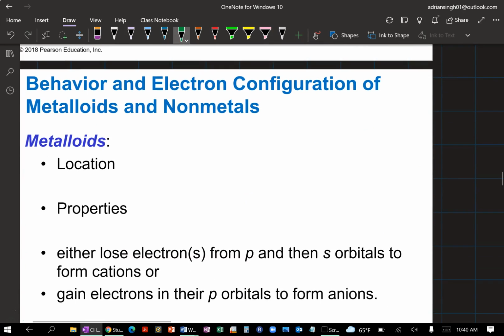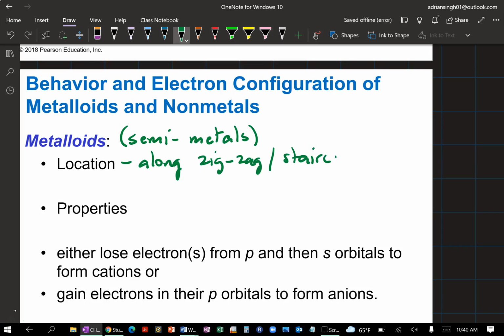All right, so let's take a look now at the metalloids and the nonmetals. The metalloids, which are often referred to as the semi-metals, we talked about this at the start of the chapter. These are located along that zigzag line, or the staircase, on the periodic table. It's a very thick line that you can see. The properties of the metalloids are intermediate. They're sort of in between the metals and the non-metals.